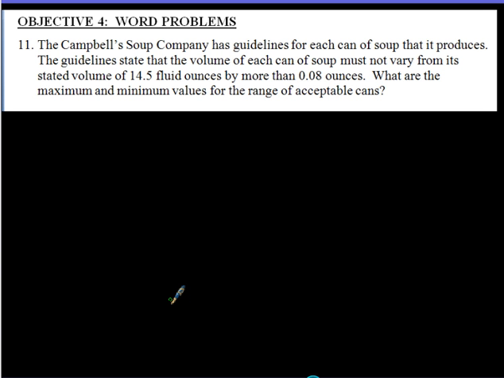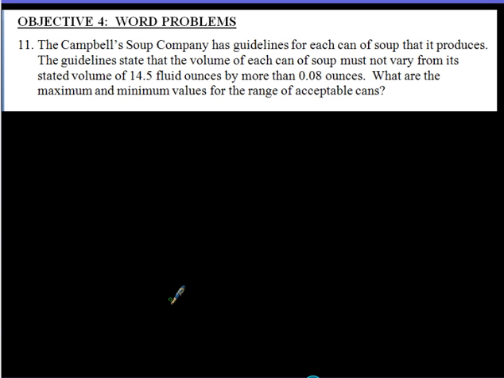The Campbell Soup Company has guidelines for each can of soup that it produces. The guidelines state that the volume of each soup can must not vary from its stated volume of 14.5 fluid ounces by more than 0.08 ounces. What are the maximum and minimum values for the range of acceptable cans?